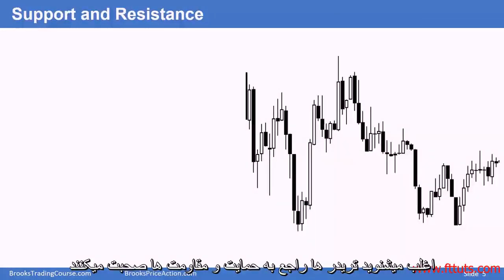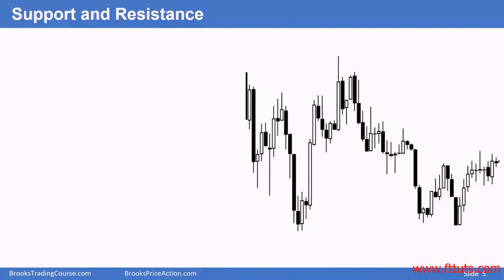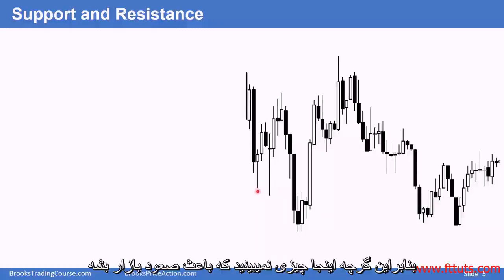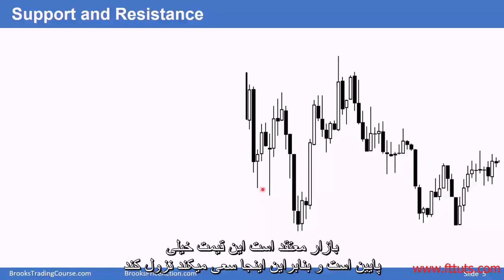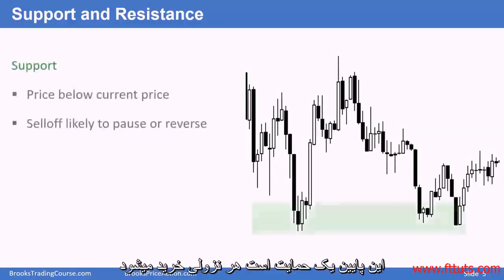You'll often hear traders talk about support and resistance. Support is some price below the current price where a sell-off is likely to pause or reverse. So even though you don't see anything right here that is causing the market to go up, the market believes this price is too low. So when it gets down here, the market goes up. Here we're a little bit lower, but the same general area. There's support down here. Every sell-off is being bought.